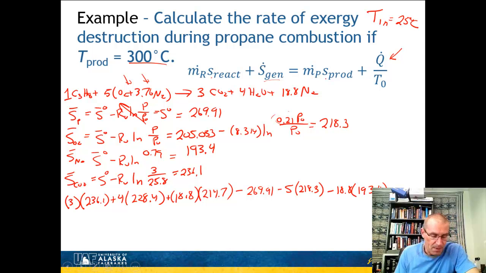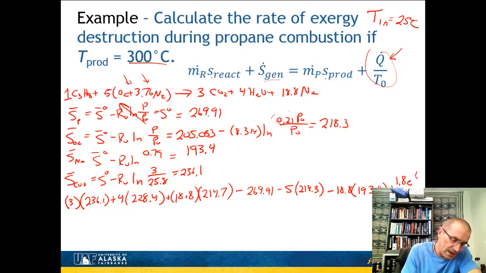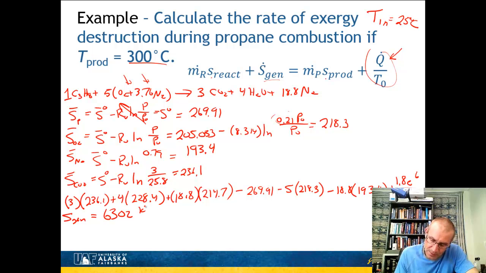Alright. And then the last thing I need to do is I need to add my heat generation, and so I'm going to add over here, if you remember from the previous video, that's 1.8 e to the 6th over T naught, and we'll go ahead and call it T naught 298 Kelvin. And so then that's going to tell me what my total entropy generated is. So S generated per mole of propane being burned is 6302. So it's going to be kilojoules per Kelvin per kilomole of propane, C3H8.